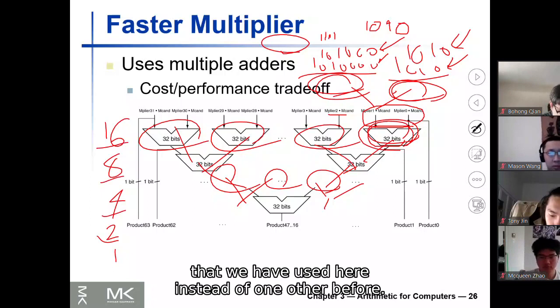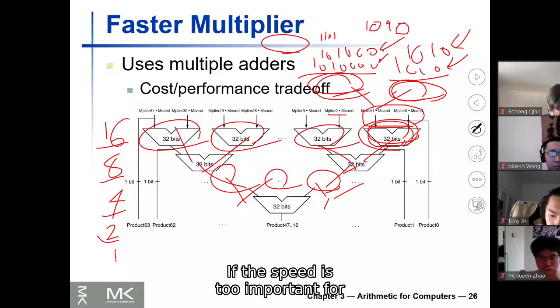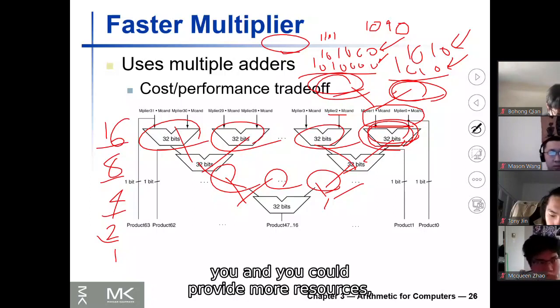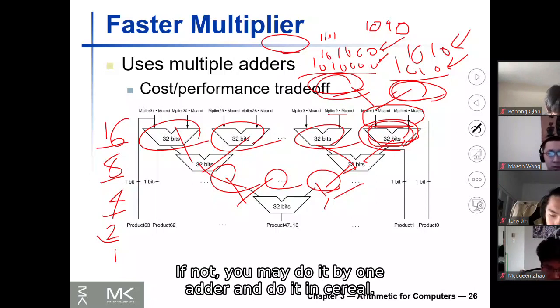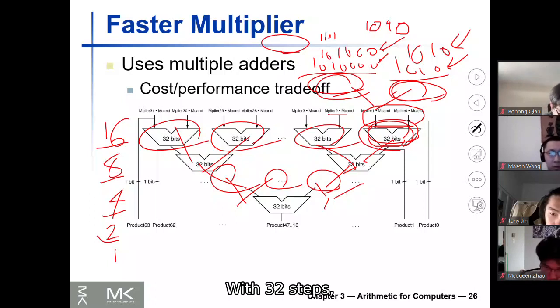That we had before. So if the speed is too important for you and you could provide more resources, more adders, then you could use this architecture. If not, you may do it by 1 adder and do it in serial with 32 steps.